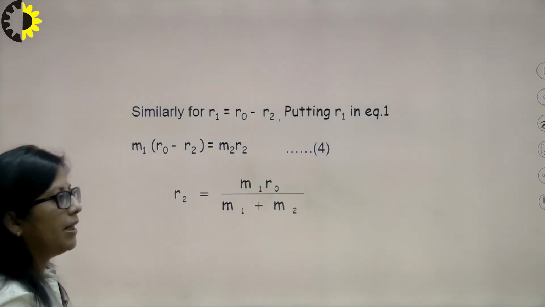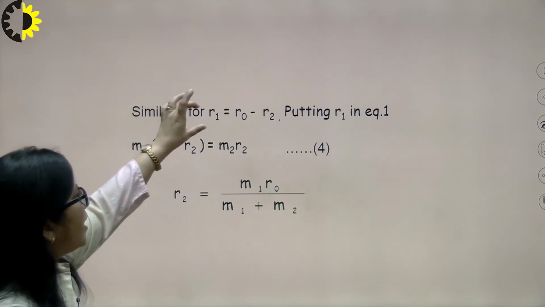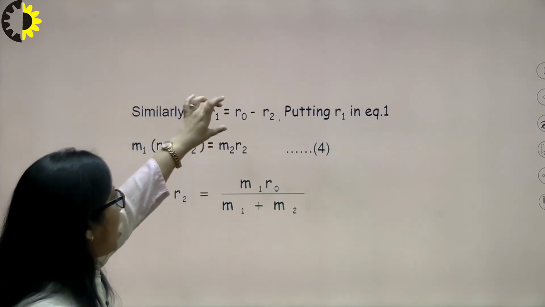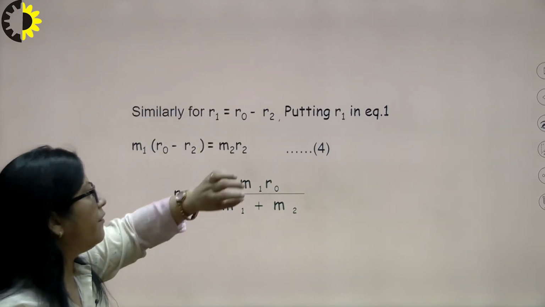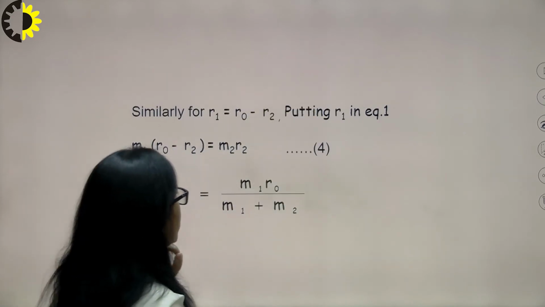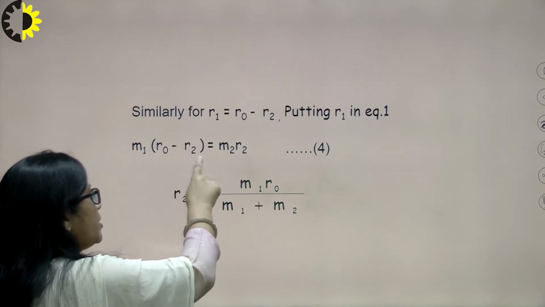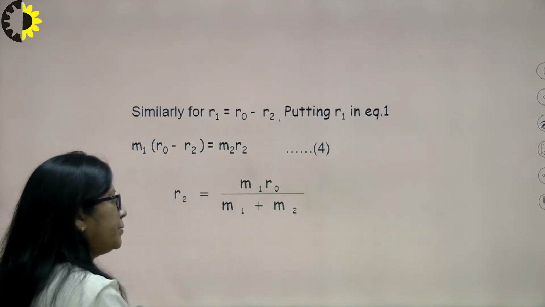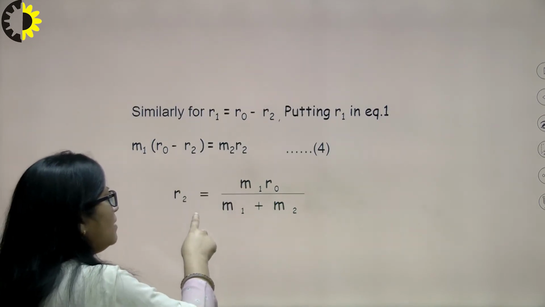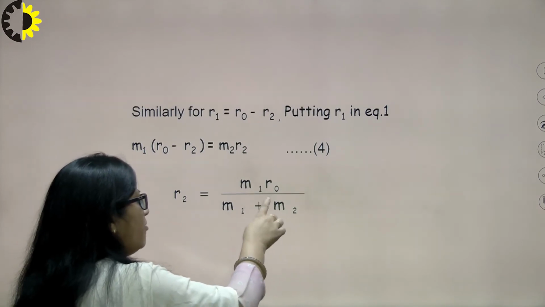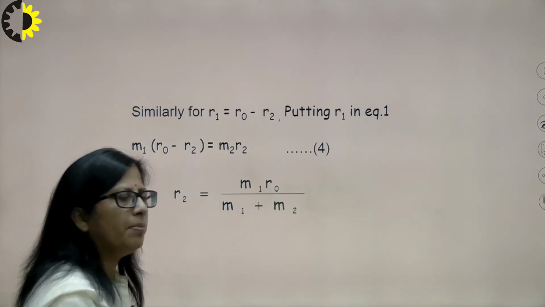Now, similarly, we can find the value of r1. r1 will become r0 minus r2, and we will put this value of r1 in equation 1. So, we are going to get m1 (r0 minus r2) is equal to m2 r2. So, we can calculate r2 as m1 r0 divided by (m1 plus m2).